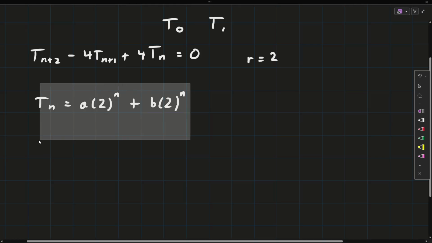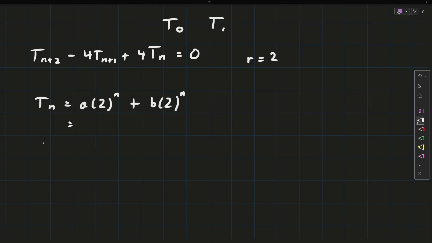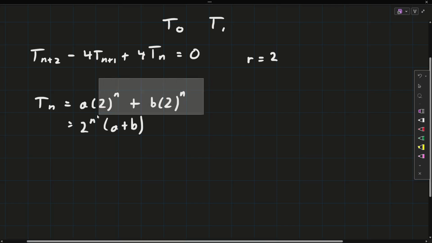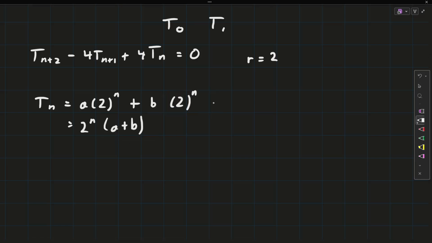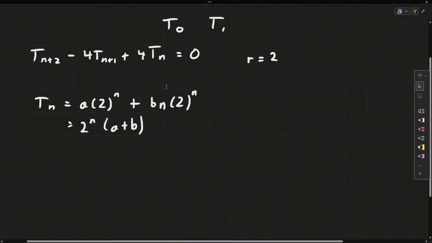The problem is this doesn't encapsulate all that information, because if we factor out a 2 to the power of n, we get a plus b. So even though it looks like we have two unknowns here, it's really just one unknown, because this is just some number. So the solution that I offered when I did the video is I said we just multiply the second one by n, so now these are separate and they can't be combined together.